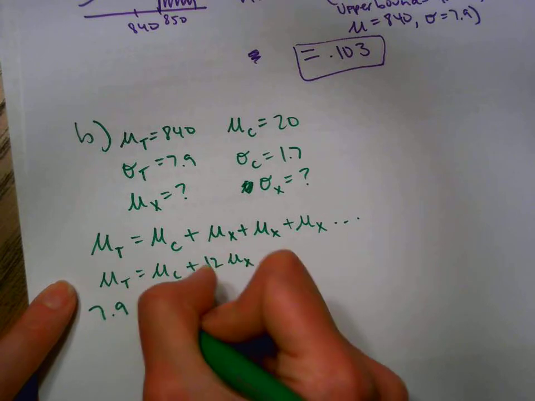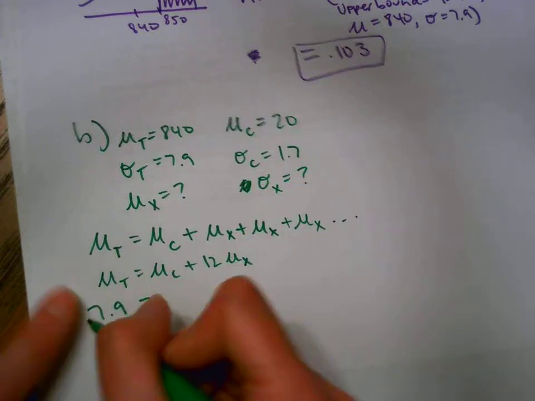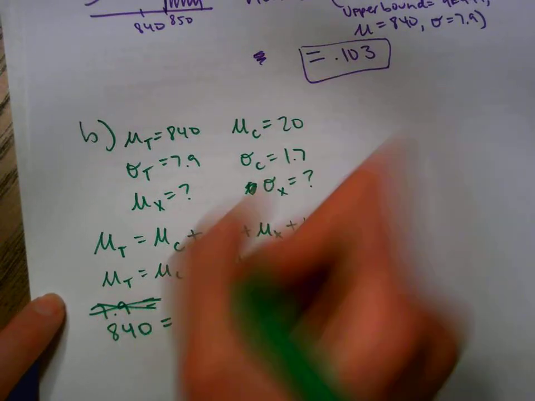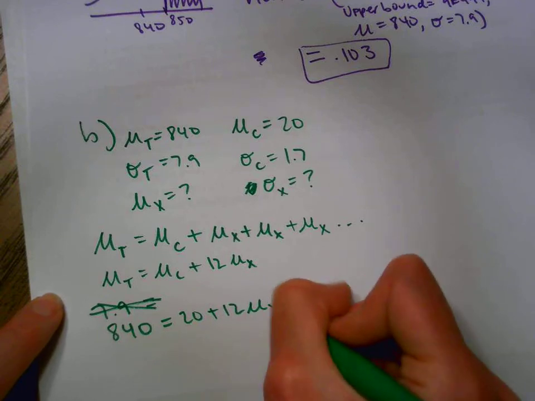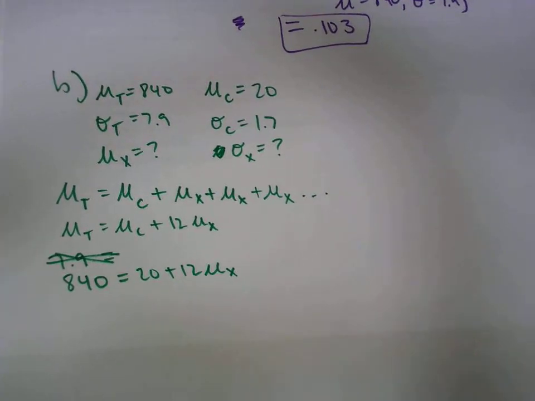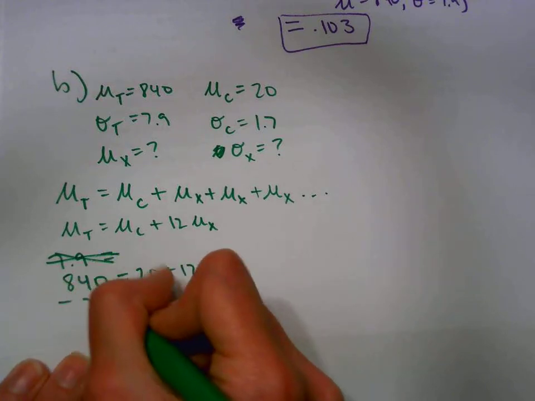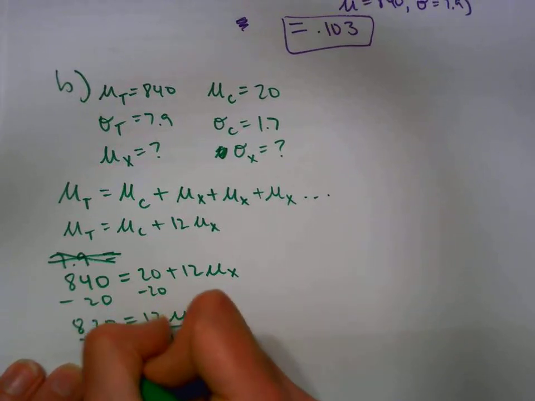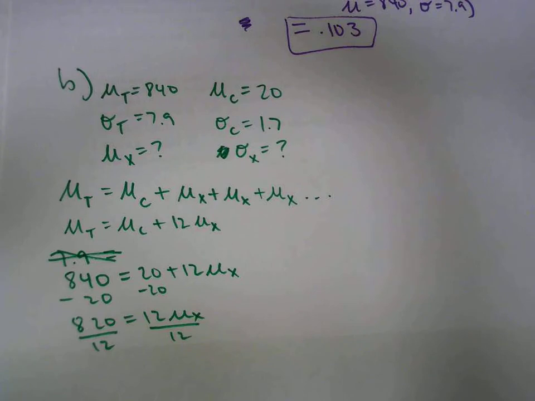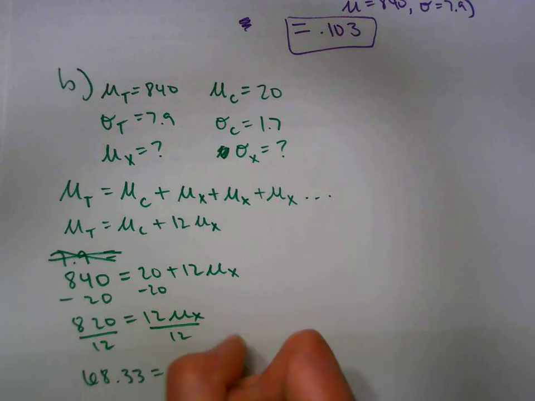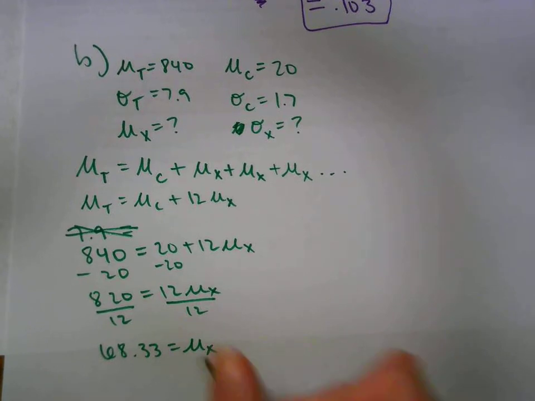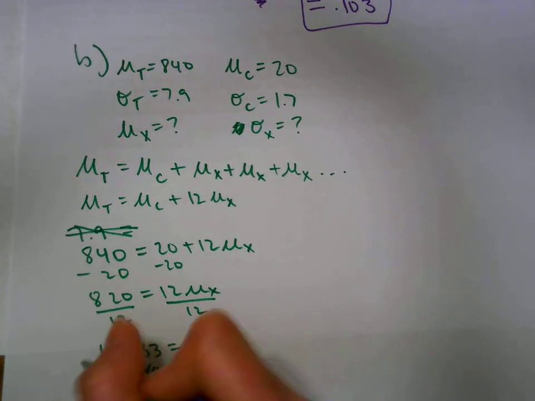So, not 7.9, we're doing mean, 840 equals 20 plus 12 times the mean of x. So then we solve this. Subtract 20. 820 equals 12 times the mean of x, divided by the 12. And 820 divided by 12 should be 68.33. So your mean of x is 68.33, and that would be in grams. I should be putting units.